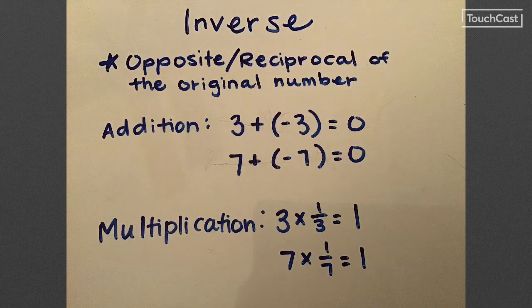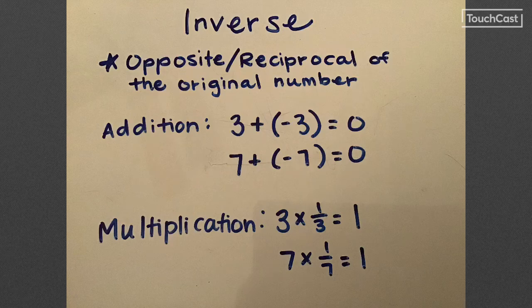Now the inverse property is all about looking at the opposite or the reciprocal of a number. And it's going to result in 2 different answers depending on if it's addition or multiplication. So in addition, the opposite or the reciprocal of a whole number is a negative number. So if I have 3 and I want to write the reciprocal, that's going to be negative 3. 3 plus negative 3 equals 0. So the inverse property of addition always results in the answer 0.